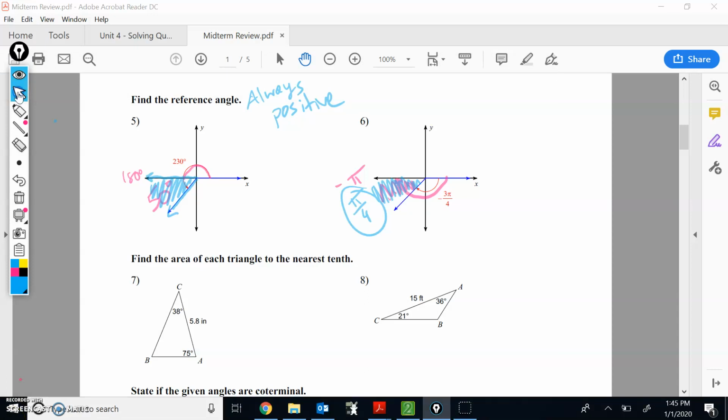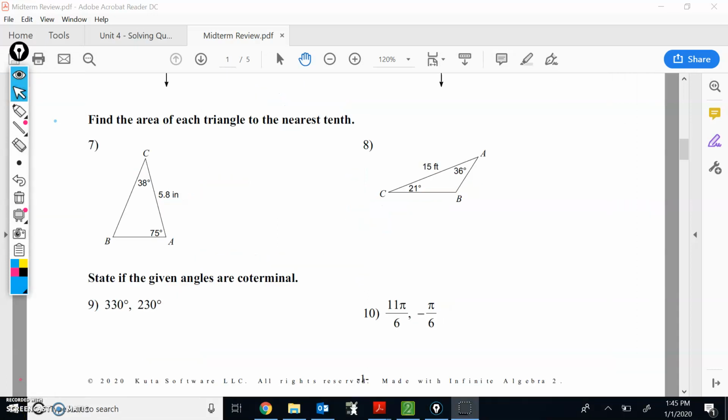Let's move on to number 7. Finding the area of each triangle to the nearest tenth. Normal triangle area formula is 1/2 base times the height. But these triangles don't really have normal heights. They're oblique triangles, they're not right triangles. So we have to use a specific formula, and that formula is 1/2 AB sine C. Lowercase letters stand for sides, uppercase letters stand for angles.